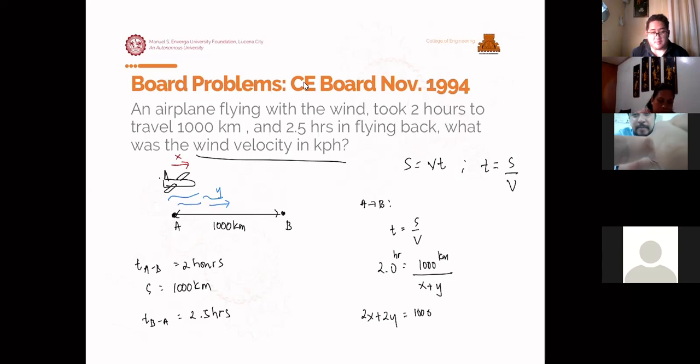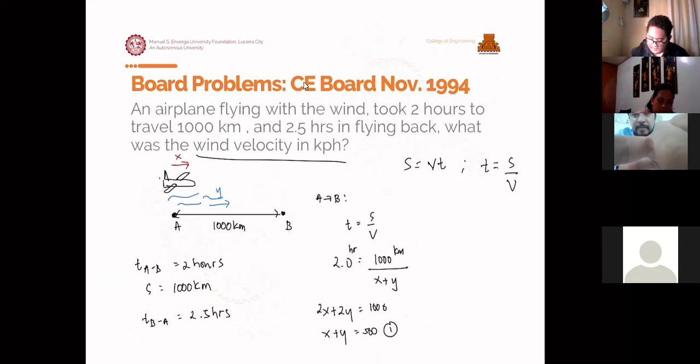Or we further simplify by dividing all terms by 2. X plus y is equals to 500. So we have equation number 1, which is for A to B. Now, for B to A, using the same formula, T is equals to S over V. Our time now is 2.5, and the distance is 1,000. But what happens to our velocity now?